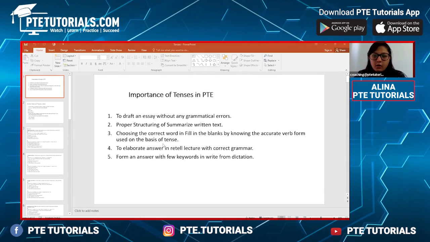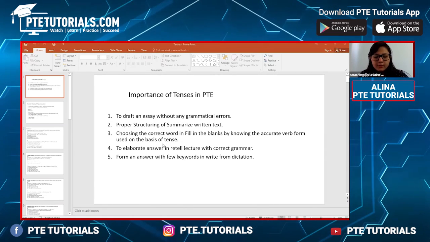The second task is in reading, which is filling in the blanks. In reading fill in the blanks, there should not be any grammatical mistakes when you are choosing a particular word, either by drag and drop or drop down. The third thing is that the grammar should be correct for the write from dictation part.